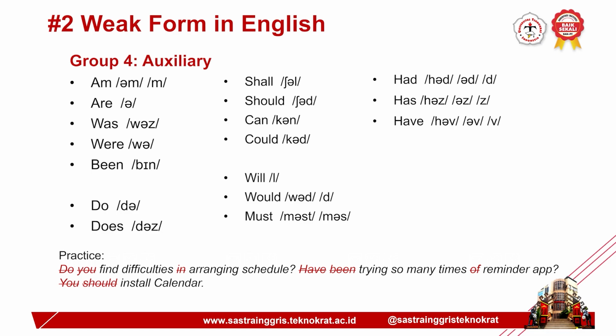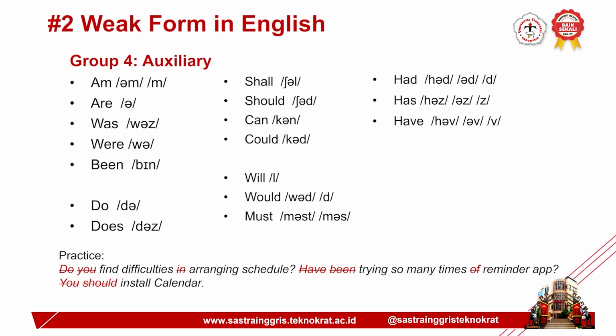So we have "am," but it's pronounced "um." "Are," but it's pronounced "uh." "Was" is pronounced "wuz," "were" is pronounced "wuh," "been" is pronounced "bin," "shall" is pronounced "shul," "should" is pronounced "shud," "can" is pronounced "kun," and then "could" is pronounced "kud." Then we also have "do" pronounced "d," and then "does" pronounced "duz."